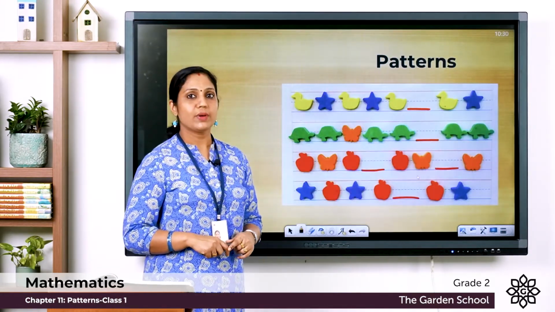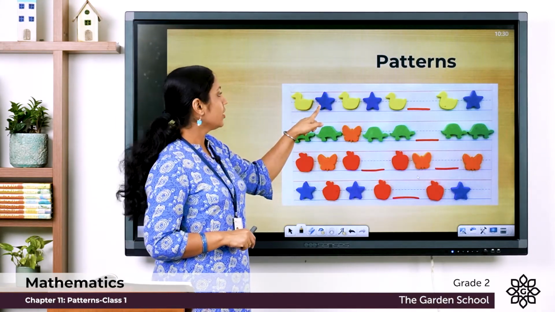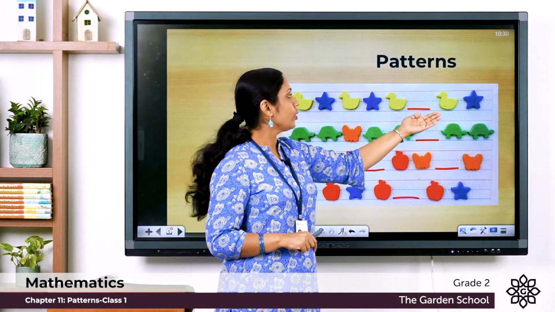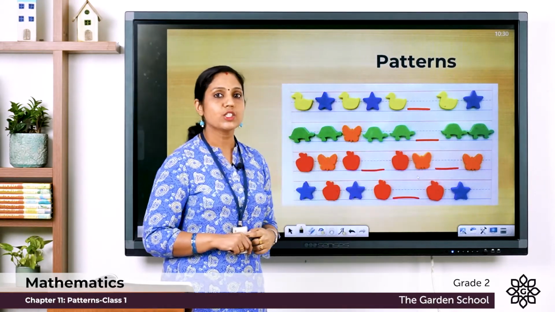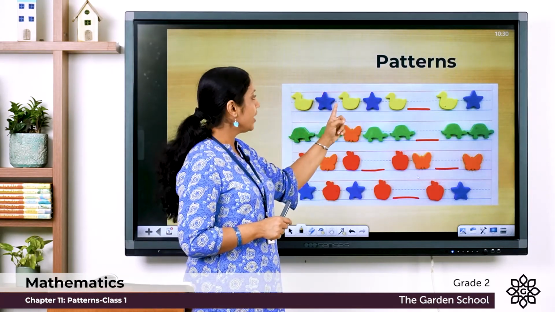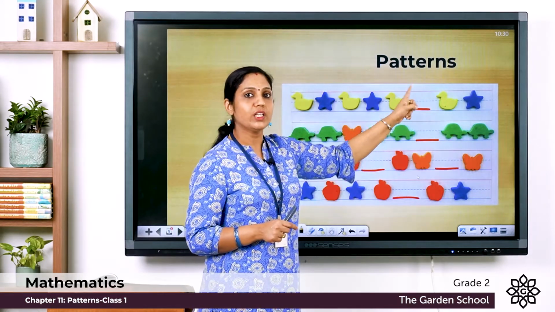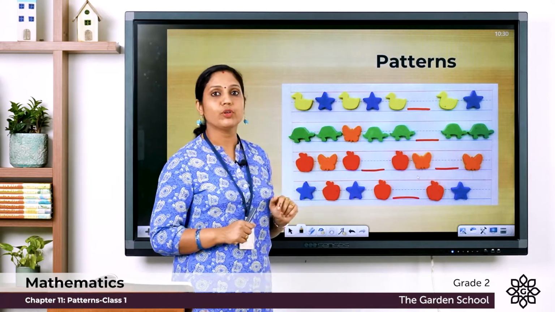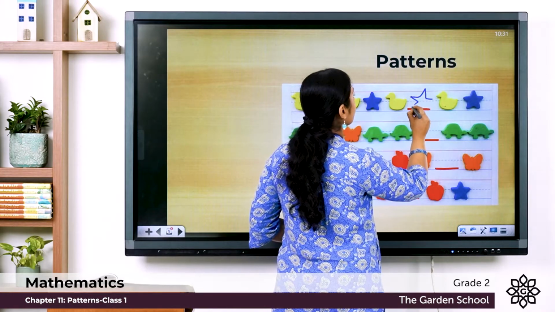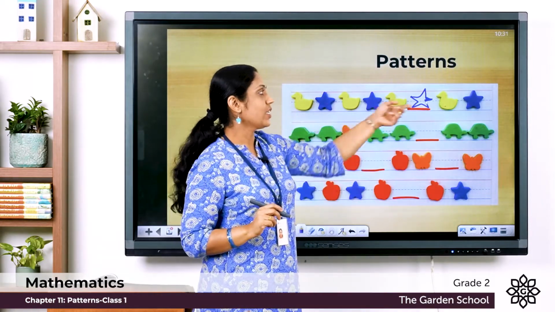Let's have a look at these examples. So first, in the first line, you can see a duck, a star, duck, star, duck, and something is missing here. And again you can see a duck and a star. So what has to come here in the missing place? Let's look again. Duck, star, duck, star, duck, missing, and again a duck is coming. So what has to come in between these two ducks? The star has to come. So we have to draw a star here in the missing place. Now we can say that this sequence is complete.